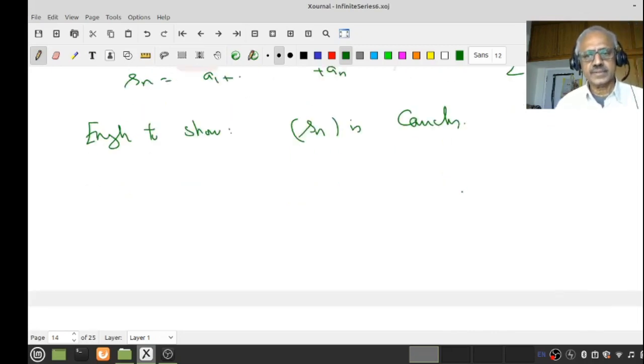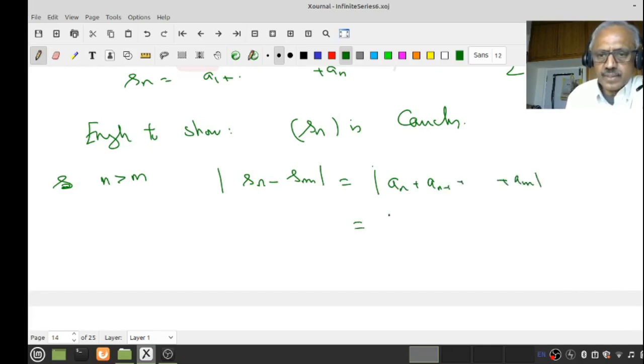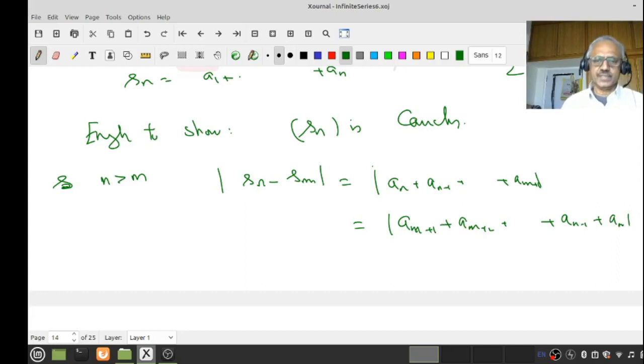Is that clear? So what does that mean? To show S_n is Cauchy, take n greater than m, then I have to estimate S_n minus S_m. But what is S_n minus S_m? This will be sum from 1 to n and this from 1 to m. Therefore, I will be left with, let us write it the standard way, a_{m+1} plus a_{m+2} plus up to a_{n-1} plus a_n. Alright, so I have to estimate this.